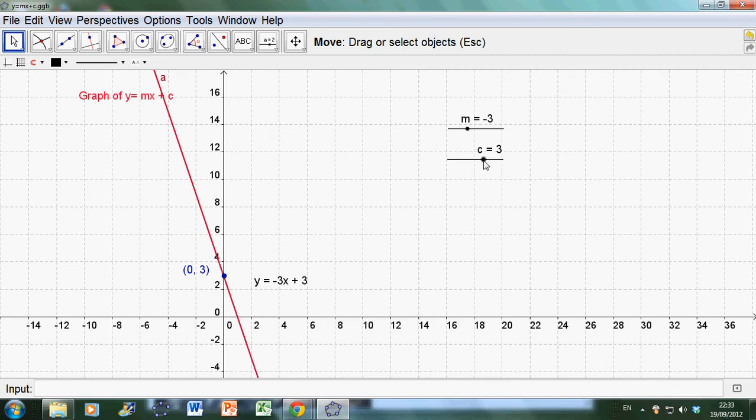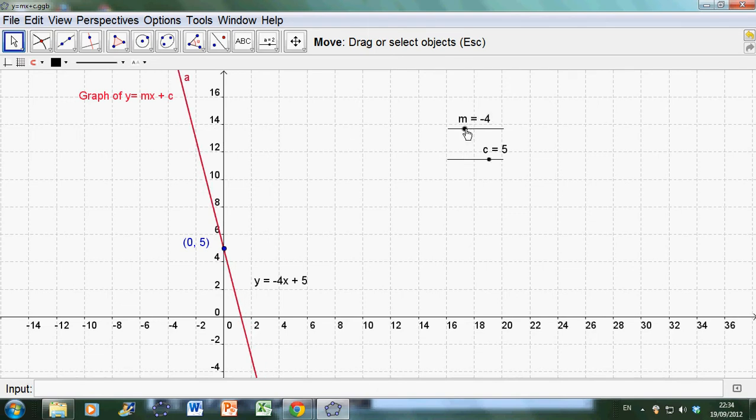If we change the constant, you'll see that the slope doesn't change, it's still minus 3x, but all that changes is this constant, plus 5 now, because the y-intercept is now (0, 5). You'll also notice there that because the line is going down from left to right, or descending, it has a negative slope. So minus 3 means that it's going down from left to right.